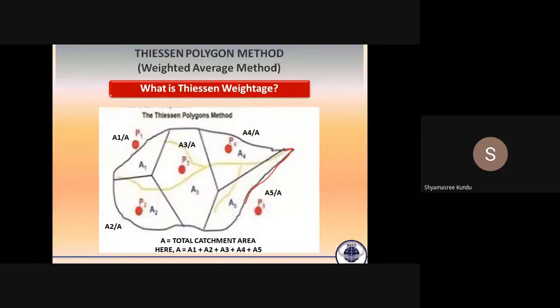Yes, ma'am. Okay, so this area is the Thiessen polygon area for point number 5, and this area is for point number 4. So these are the areas. Now, with the help of a planimeter we will estimate the area.